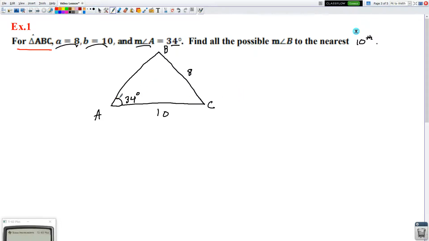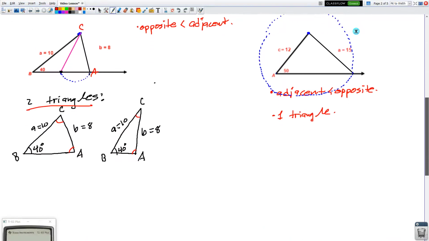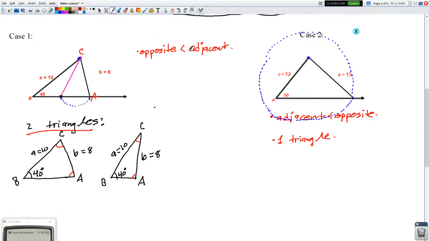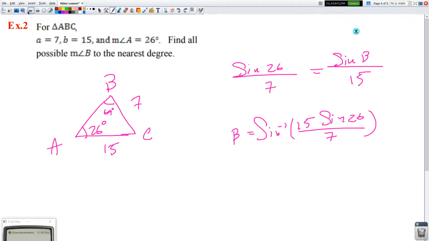Notice that just by looking at the problem, we can see that we have a side-side angle. Okay. So now let's see. Is it going to be the case where we have one triangle or two triangles? Well, let's take a look. We know that the opposite is 8, and here the adjacent is 10. So we have the case where the opposite is less than the adjacent. And if we look at our previous slides, when the opposite is less than the adjacent, we're going to have two different triangles. So let's just keep that in mind.